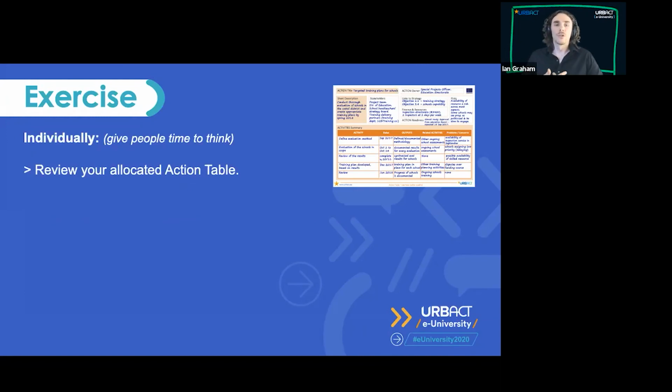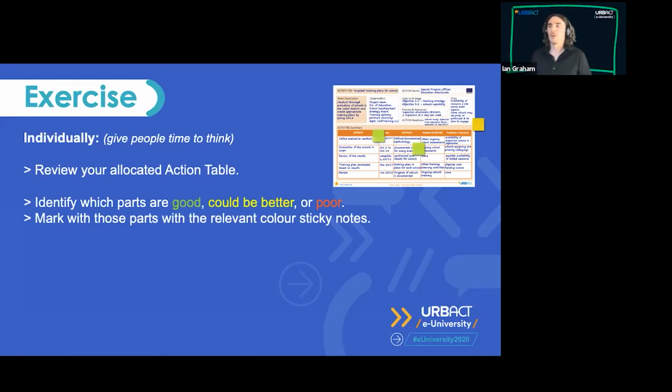When you get into your groups, your facilitator will help you assign to one of 3 different action table examples, and you'll work on one. All you need to do is take some time, 6-8 minutes to start with, quietly on your own, to review the action table, read it through, see what's there, see what you think of it. It's about having some time to form your own opinions. Then identify which parts you think are good, which parts could be better but are okay, or which parts you think are poor. You can mark those up on the action table with the sticky notes on the board. So use the relevant color sticky notes: this bit's good, this bit's okay, this bit's rubbish, and so on.